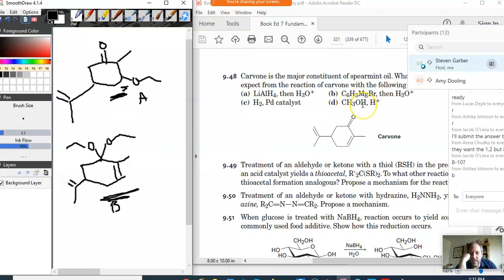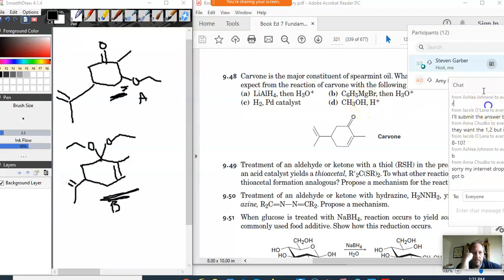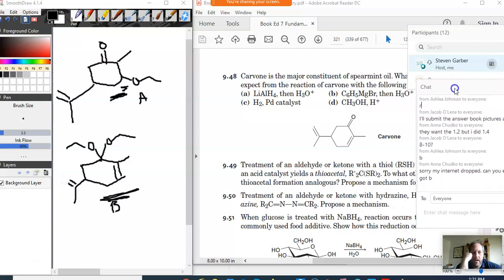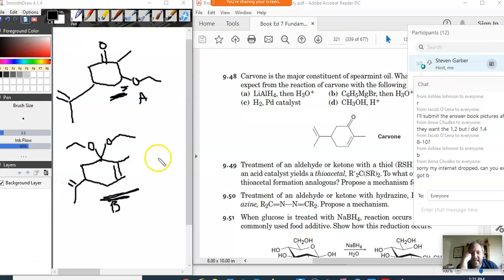I did think I told you in this book, though, that always assume... Oh, okay, what do you say? Sorry, my internet dropped. Can you explain why you got B? So B is the acetal. B is the acetal compound.